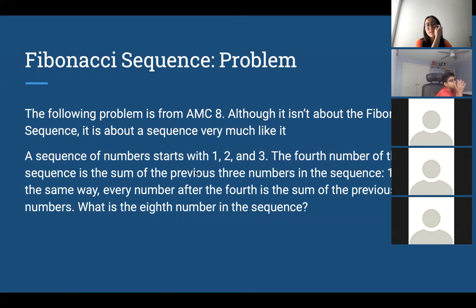A sequence of numbers starts with 1, 2, and 3. The fourth number of the sequence is the sum of the previous 3 numbers in the sequence. So 1 plus 2 plus 3 equals 6, and that's the fourth number. In the same way, every number after the fourth is the sum of the previous 3 numbers. So what's the 8th number in the sequence? All right, go ahead and try and find the 8th number on your own.